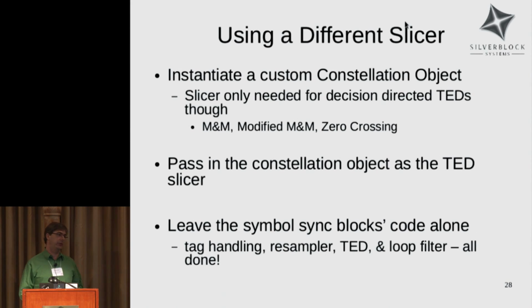Using a different slicer is something easier. You don't even have to modify the code. You can do this from the user space or user land. All you have to do is instantiate a custom constellation object, which would be needed only for the decision-directed TEDs, which currently are the M&M, the modified M&M, and the zero-crossing TEDs. You pass in the constellation object as the TED slicer. You leave the symbol sync block's code alone again, tag handling, resampler, everything's all done.